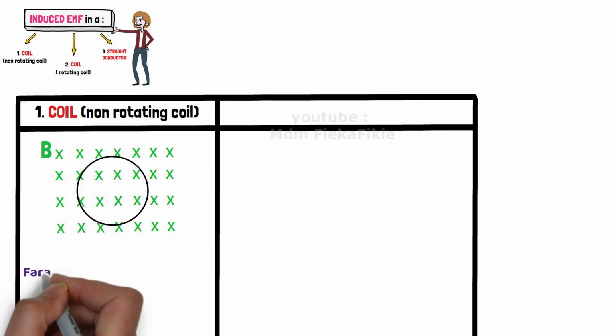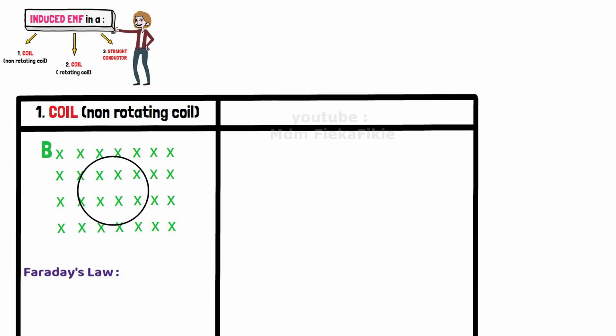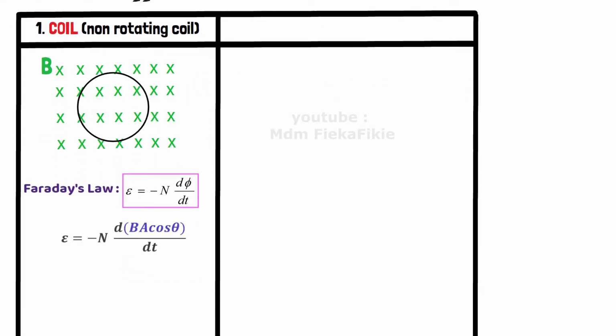So based on the Faraday's law, induced EMF is equal to negative N d phi over dt. So remember from the previous video, we have discussed that when there is a change of the magnetic flux, so there is an induced EMF in a coil. Alright, so sekarang kita gantikan equation magnetic flux with BA cos theta as shown in this video.